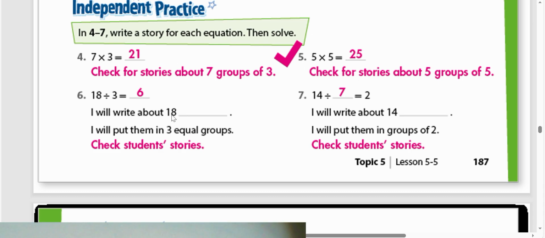Write about 18. 18 divided by what? 18 divided by 3 equals 6. And we'll put them in 3 equal groups. So 6 in each part, like 3 fish or 3 anything distributed in 3 groups.